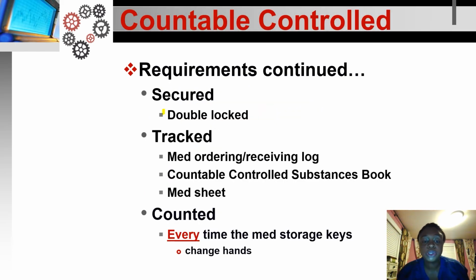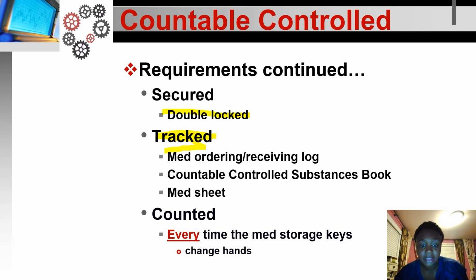So countable controlled are double locked. Just so you could picture it, if you haven't seen where people keep the meds in your program, a lot of people have a closet in their home, so they take a linen closet or something like that and put a lock on it, and that's where your medications are. But once you open that linen closet, you'll find a little box within the closet that needs a lock. And so that's what we mean when we say double locked, okay? So your countable controlled are double locked.